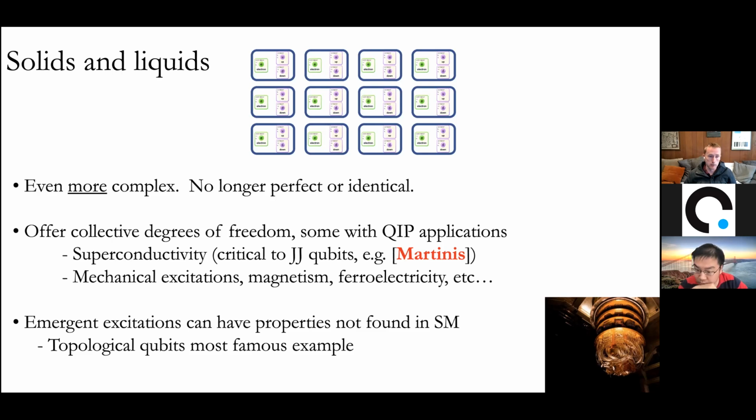And other collective degrees of freedom offer interesting possibilities that different groups are exploring, mostly not within the Challenge Institute, like mechanical excitations or magnetic states and so on. And finally, last but not least, emergent excitations within solids can actually have properties that are not found in the standard model. So it can generate new menu items, basically, for us to play with. And the most famous example of this is the non-abelian anyons that are under serious consideration by a number of Challenge Institute members and a large number of other people as topologically protected qubit candidates.